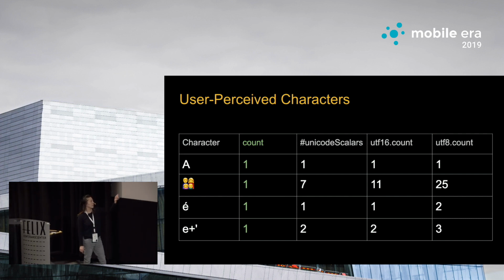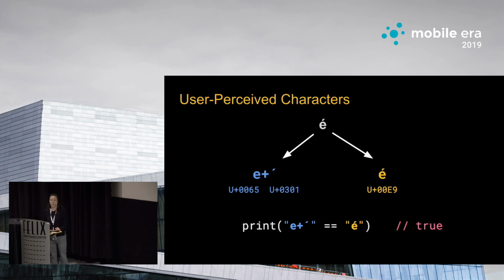And take a look at the character on the last row, which is E plus a combining acute accent, and the count value for that is 1. But there are 2 Unicode scalars, 2 UTF-16 code units, and then 2 UTF-8 code units. But Swift string goes to great lengths to support Unicode correctness, so all these characters are considered to be 1. It also performs equality checks, just as a user would perceive.